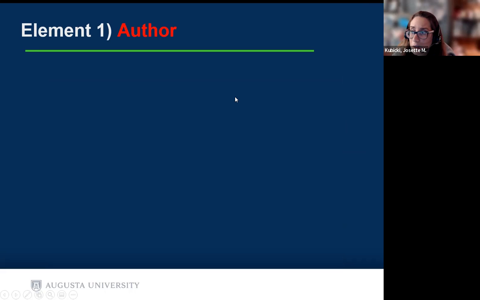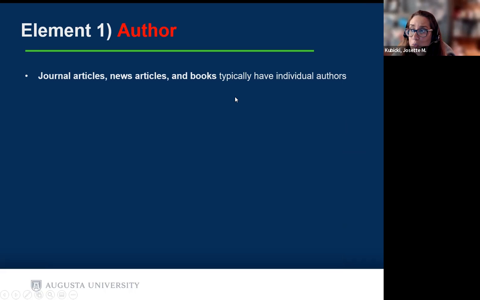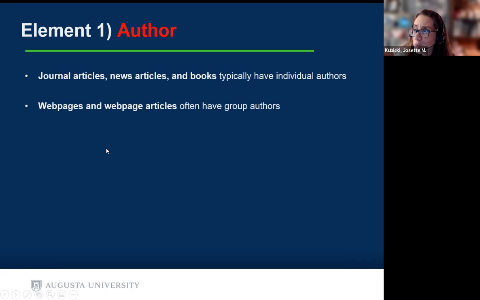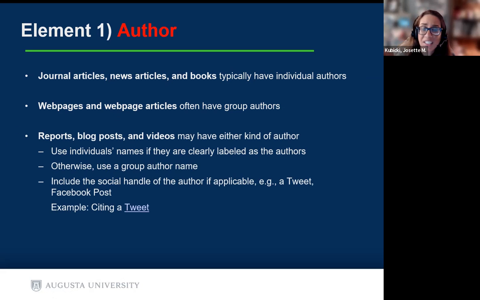Also regarding the author element, here's a general rule of thumb. Journal articles, news articles, and books typically have individual authors. Some individual or individuals have authored them and we see their names. Web pages and web page articles tend to have group authors. Some web pages do have individual authors, but a lot of the time I see group authors. Reports, blog posts, and videos tend to have either kind of author. Bit of a luck of the draw with that one.